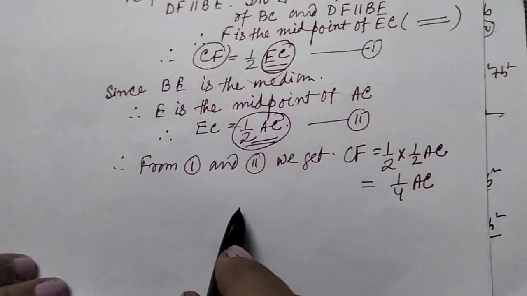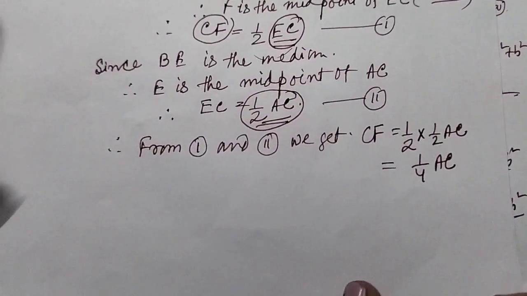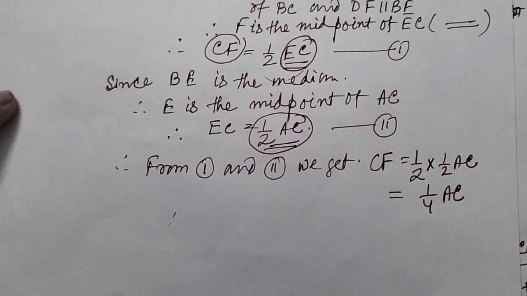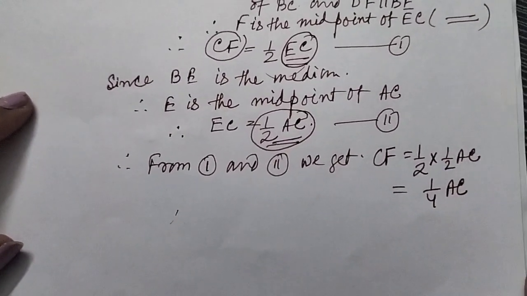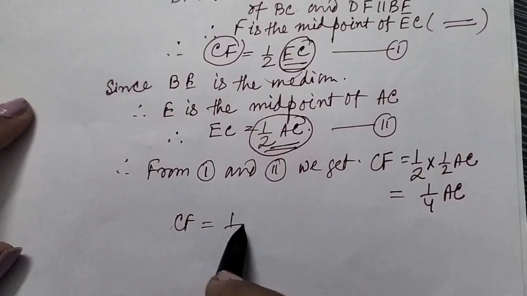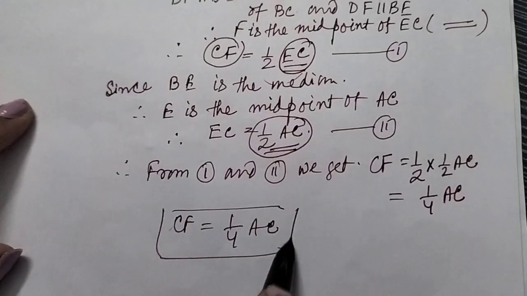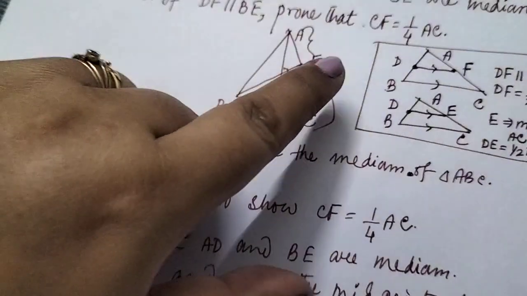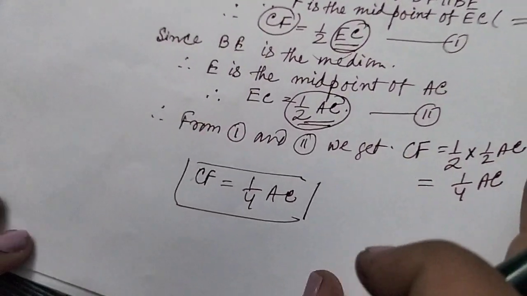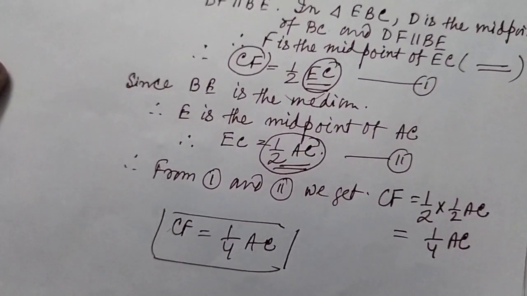So CF equals 1/4 of AC. That was to be proved. We had to show this actually. CF equals 1/4 of AC. Hope the entire illustration is clear to you.